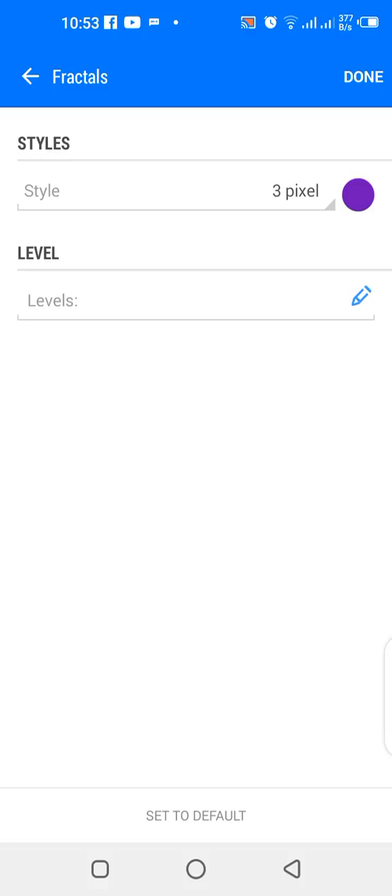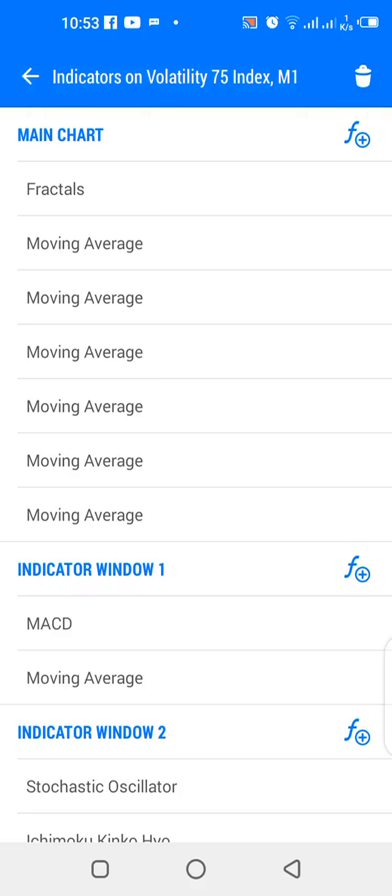So fractals helps a lot in identifying point of support or area of support or area of resistance. It could be a minor support or a minor resistance, or a major support or major resistance. So I like to put fractals on my chart all the time. All right, still on the main chart settings, we have fractals and some moving averages.